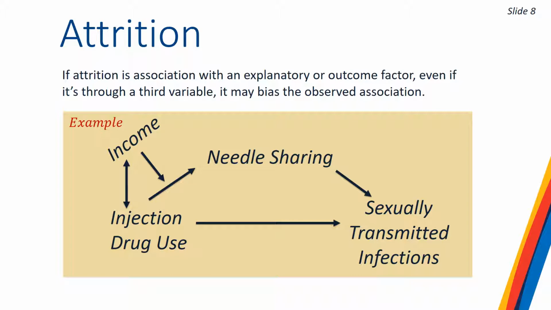For instance, if you had high attrition among wealthier participants, perhaps due to the inefficacy of financial incentives for participation, and if these individuals were less likely to share needles, you might find that your sample of exposed individuals overrepresents the number of people who inject drugs from lower incomes and who are more likely to share needles.